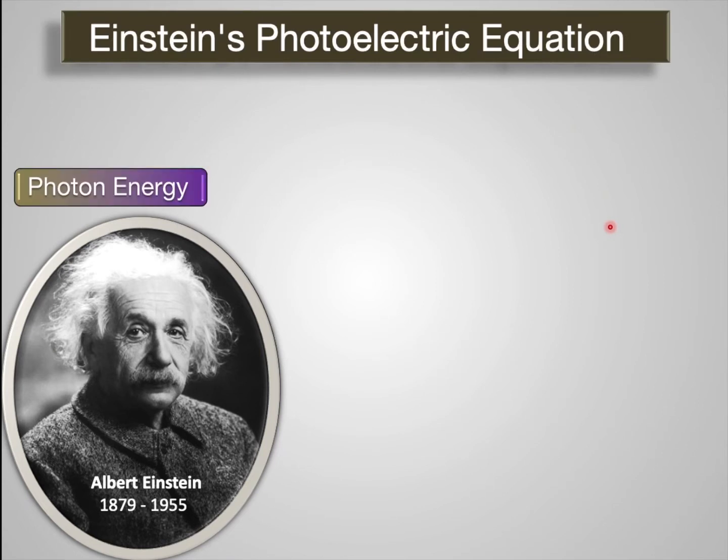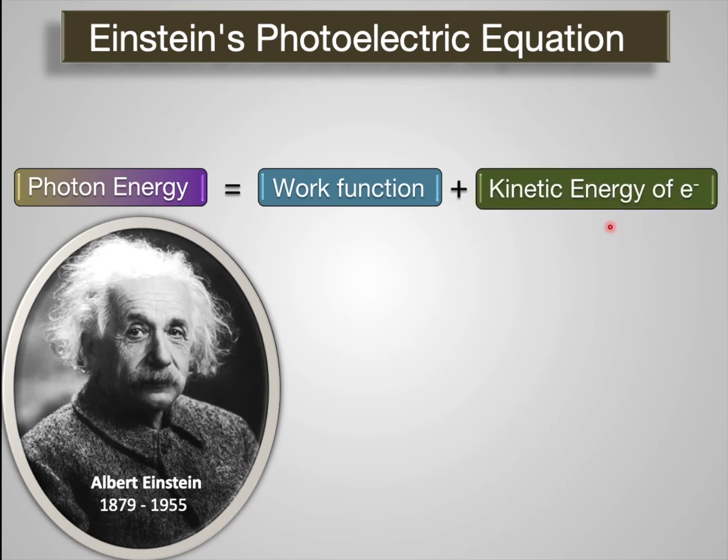He explained that the photon energy is used to remove the electron. The 8 joule in the example has a special name: the work function of the metal. It's a constant for each metal, and the remaining energy is given as kinetic energy. So this is how the photon energy is used.